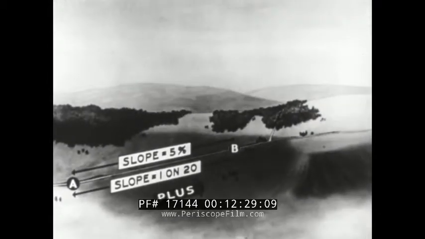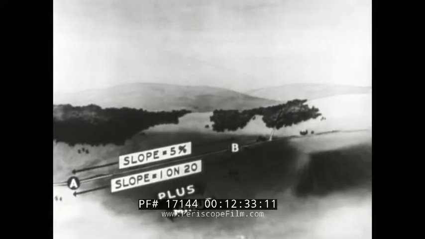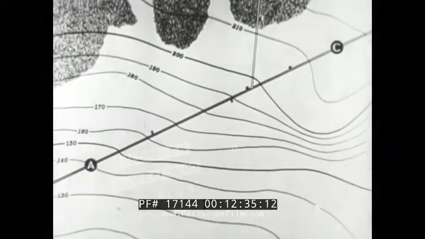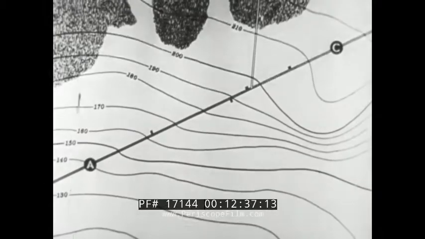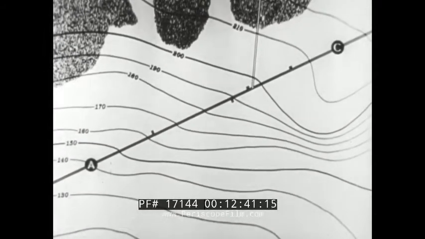Ground sloping upward is a plus slope. Ground sloping downward is a minus slope. Examine the slope of the road from A to C. It is apparent that the contour spacing is irregular. The slope between these 2 points is therefore not uniform.